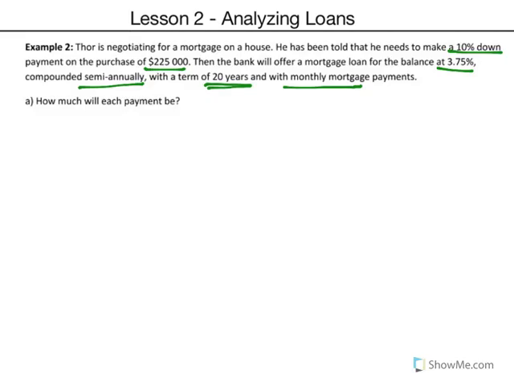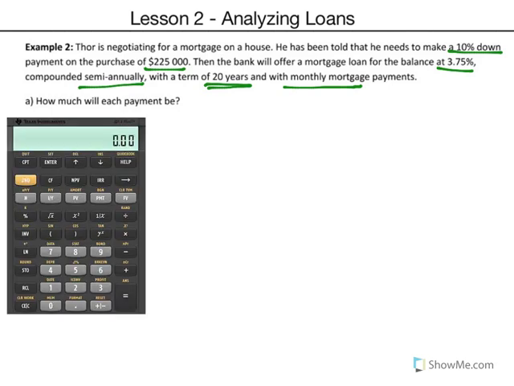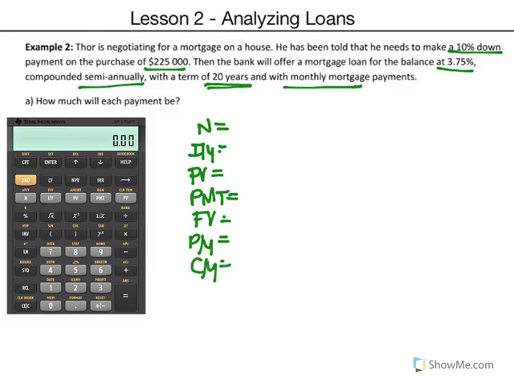Because we're making regular payments, it is a financial calculator problem. So we're going to write in our N, IY, PV, PMT, FV, PY, and CY. We know that he's going to be making monthly payments, so 12 times a year for 20 years. So 12 times 20 is 240. Thor is going to make a total of 240 payments. His interest rate is 3.75.